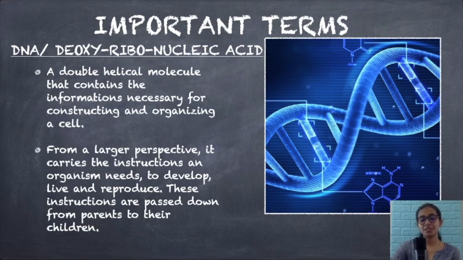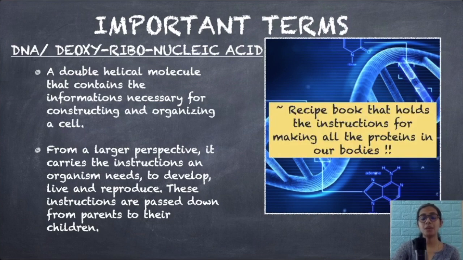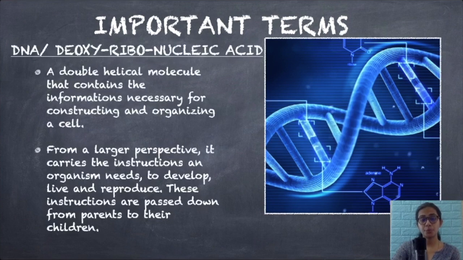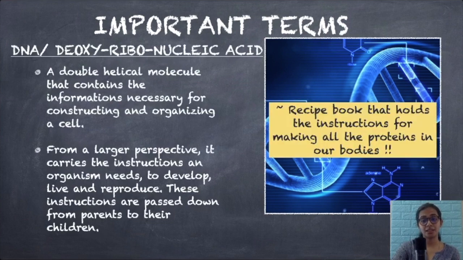These instructions are passed from parents to children. So in a way, how is the information passed? Through proteins, right? In a way, it's the recipe book that holds the instructions for making all the proteins in our bodies, right?